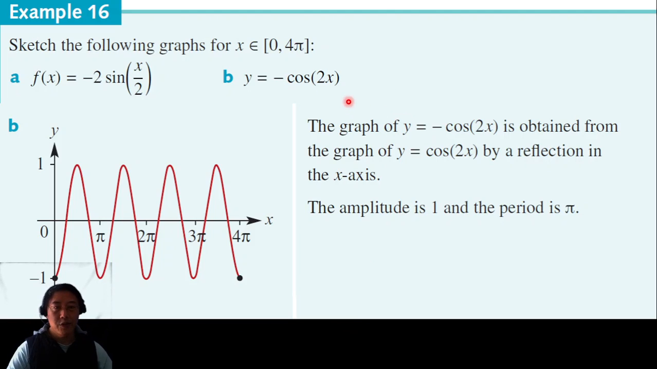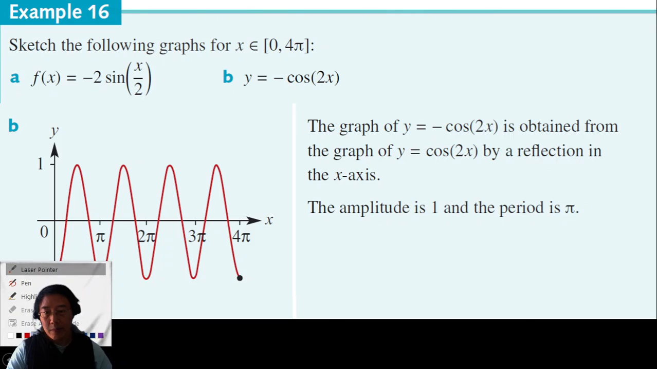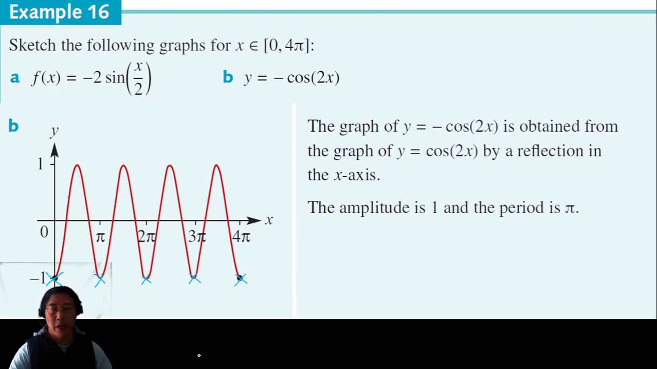Okay, cos of 2x, amplitude is 1, period is pi. Now because it's pi and we need to go from 0 to 4 pi, you're going to need to draw 4 periods. Because it's a negative, you're going to start at -1. So you start at -1 and you need to do 4 periods. So if I go across, plus pi, that's 1, 2, 3, 4. Okay, and that's your 4 periods.